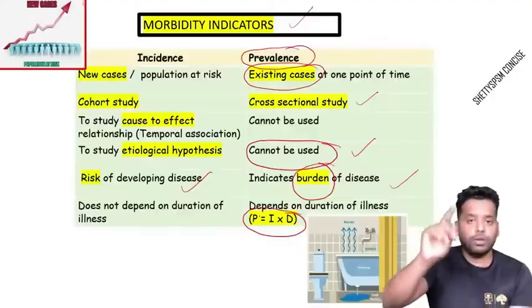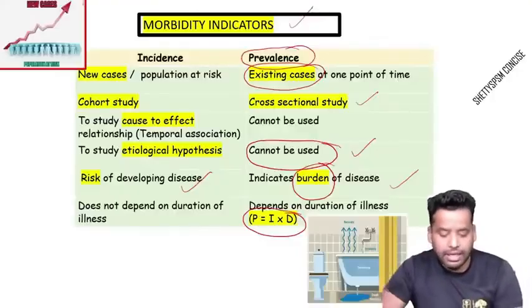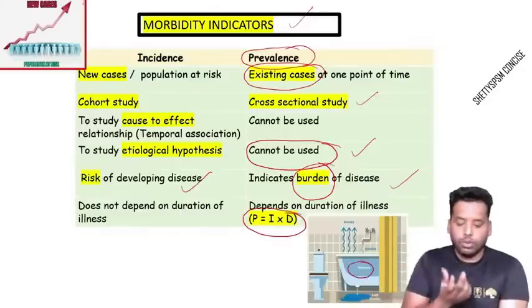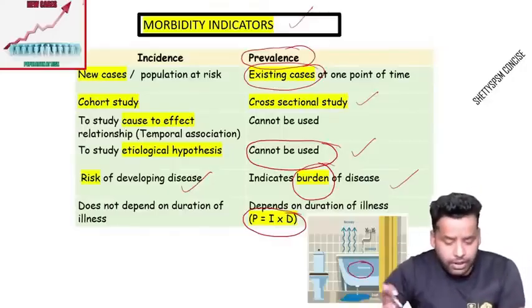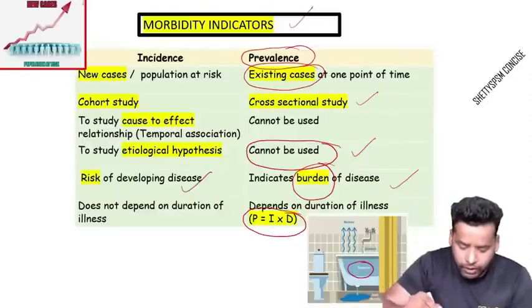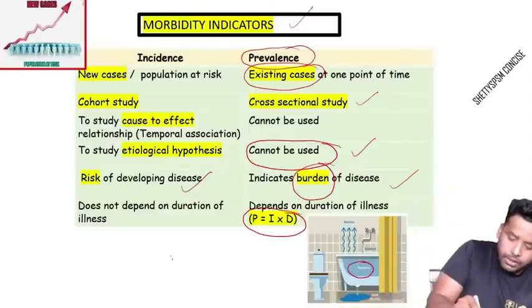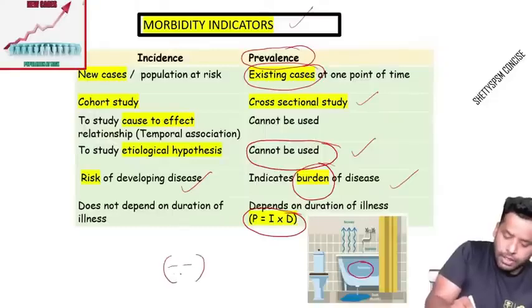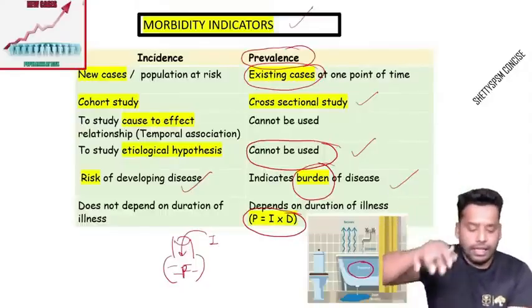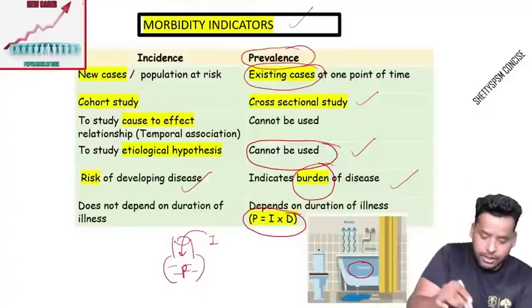I want everyone to type in the chat box PID. Prevalence means existing cases. Think of a tub: the tub holds existing cases, prevalence. The inlet is new cases, incidence.